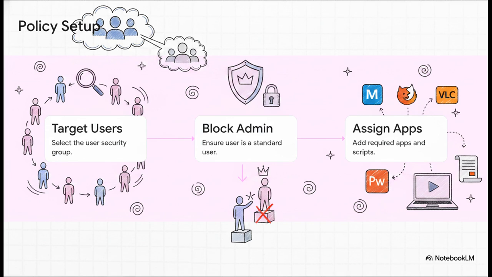You target that user group you just whipped up, and then you configure the out-of-box experience. Most importantly, you can easily just check a box to block local admin rights so your user stays a standard user. Then, you just assign the exact apps, think Microsoft 365, Firefox, VLC, and the specific PowerShell scripts that absolutely must be installed before they ever see that desktop.